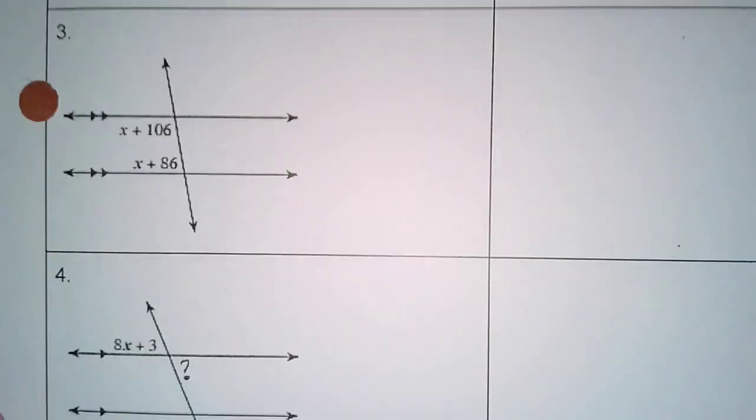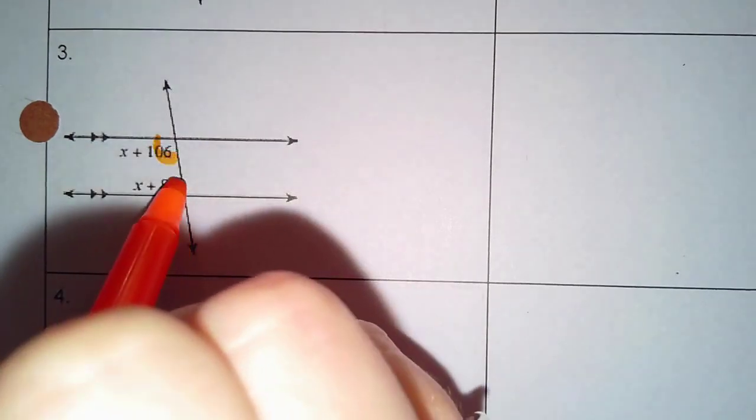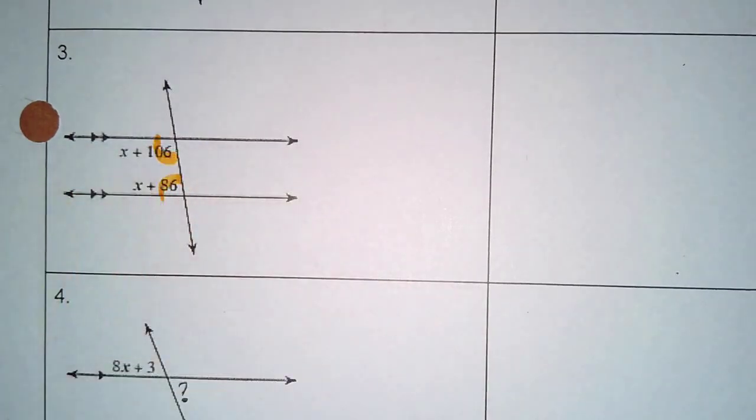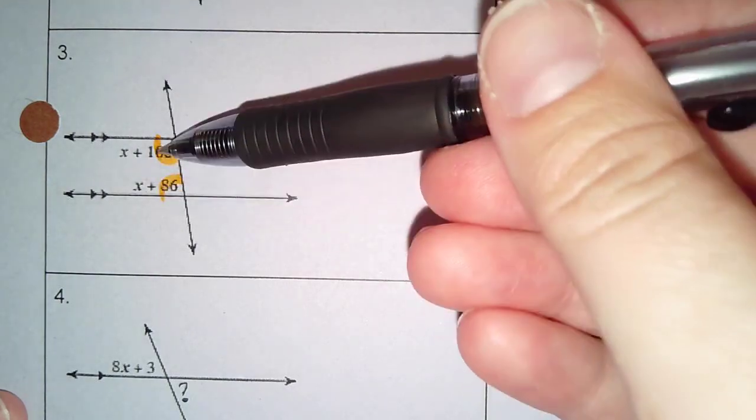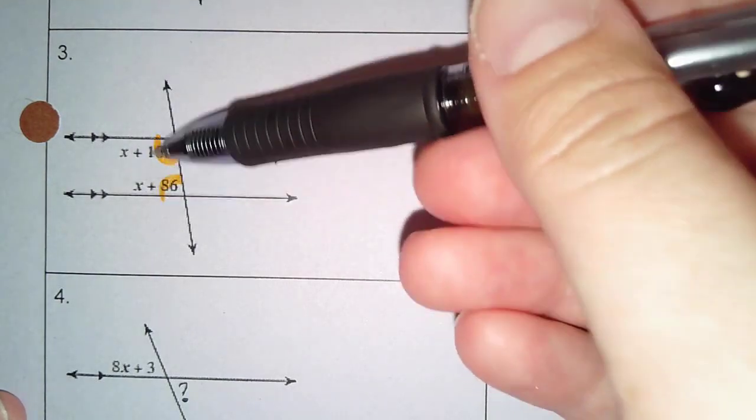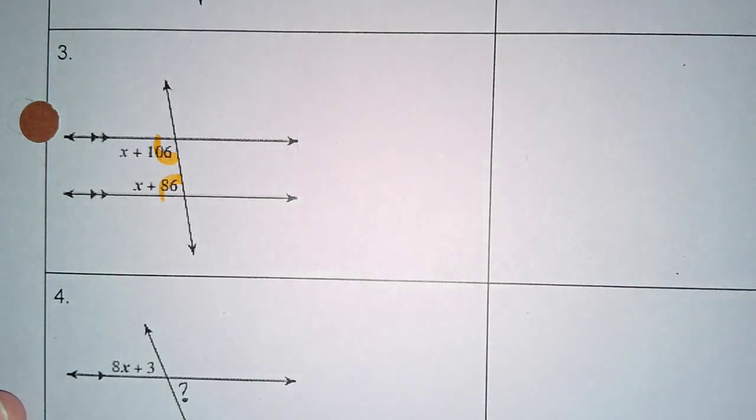Number 3. Okay, we're given these two angles. Both of those angles are on the inside. They are both on the left side of our transversal. Evan? Consecutive interior. Consecutive, they're in a row. There's nothing between them separating them. Interior, they're on the inside of the parallel lines.